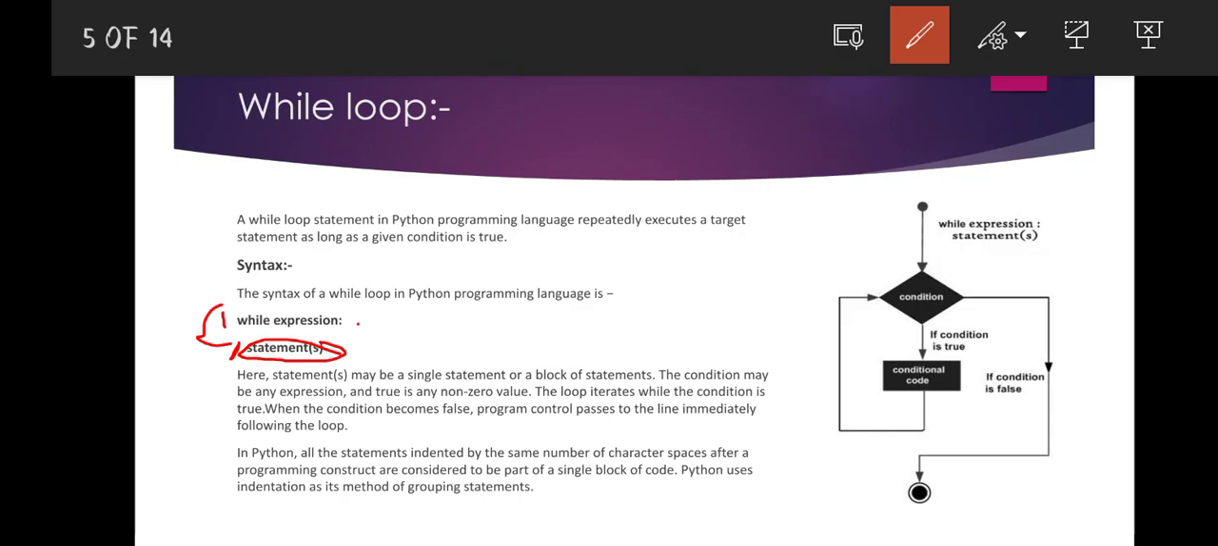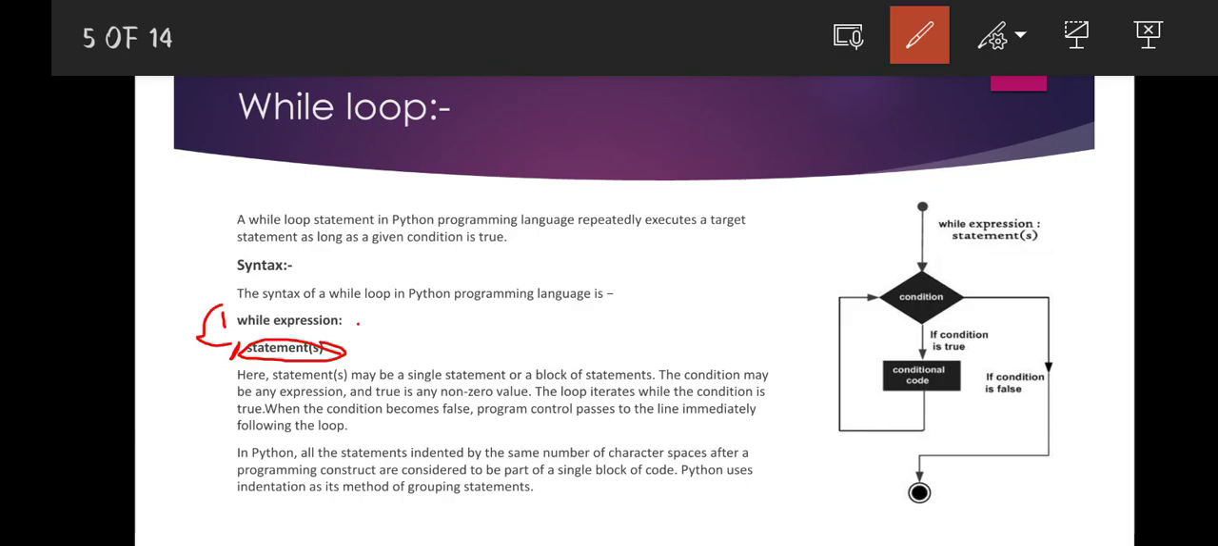And now for any non-zero value, the output is true. Otherwise, the output is false. So for example, for 0 value, the output is false. For any non-zero values, that is greater than 0 value, the output is true. So this is about while loop.